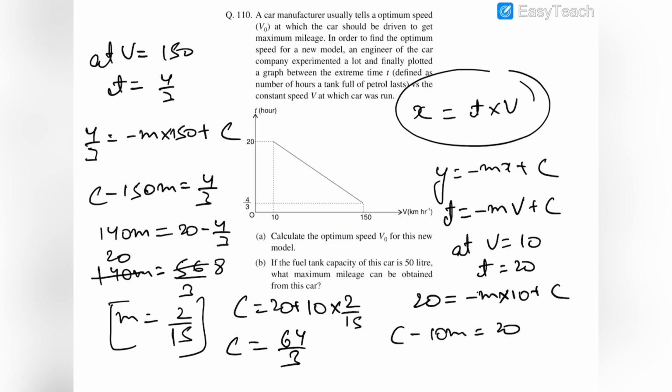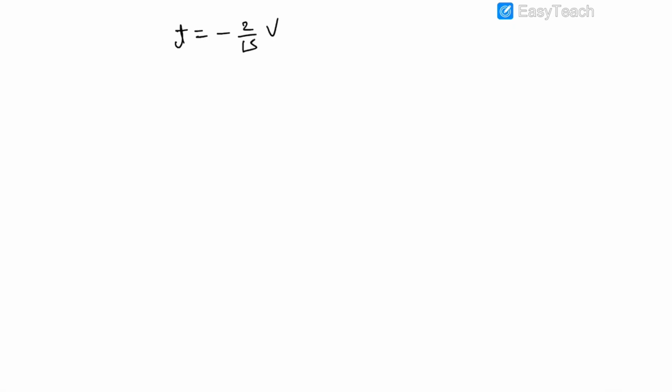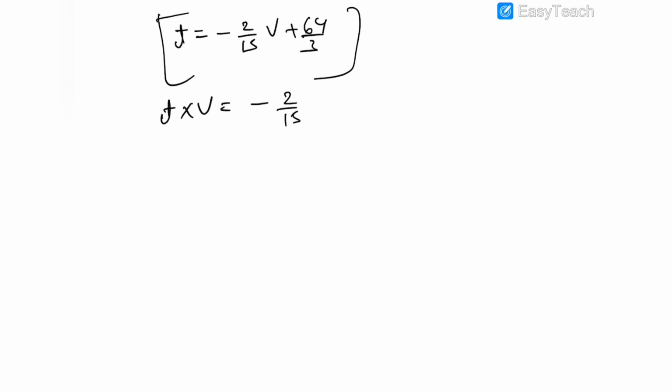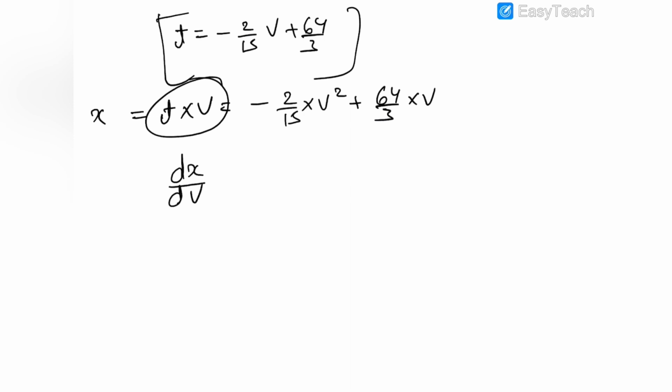So t is equal to minus 2 by 15 into v plus 64 by 3. This is the time, and the product of t into v is equal to minus 2 by 15 into v square plus 64 by 3 into v. Now let us suppose that this product is x. So dx by dv should be 0 for this product to be maximum. So it is minus 4 by 15 into v plus 64 by 3.